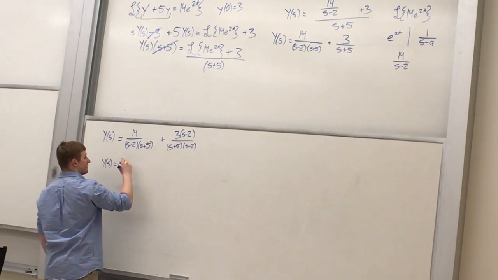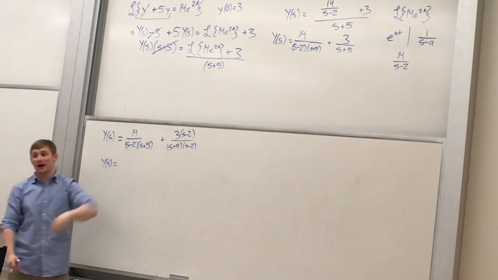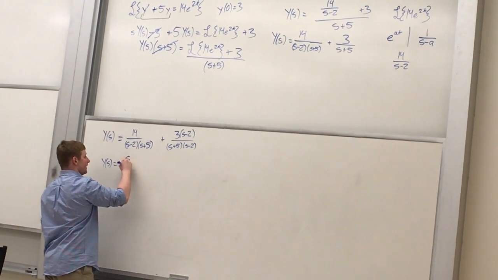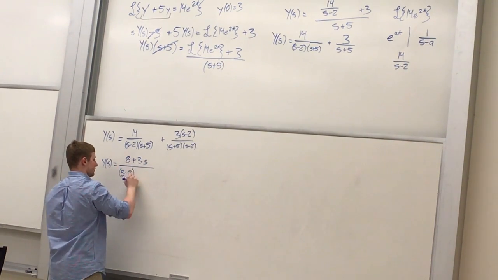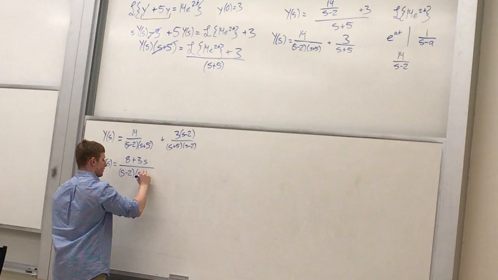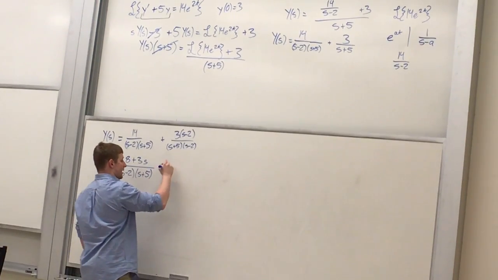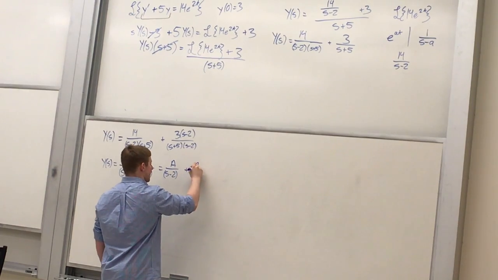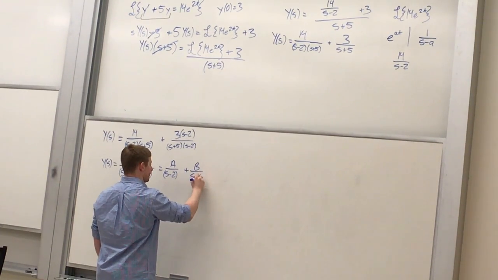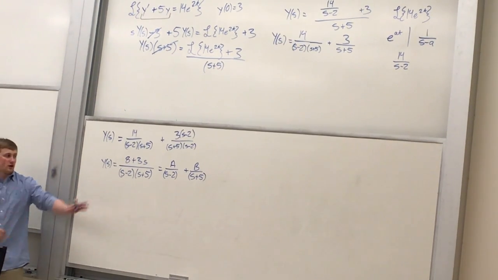So we have capital Y of s is equal to, this is going to be 14 plus 3s minus 6. So it's going to be 8 plus 3s over s minus 2, s plus 5. Now we have a single fraction. We can do some partial fraction decomposition. So we have a over s minus 2, and we have b over s plus 5. So now, I'll pause from this a little really quick.